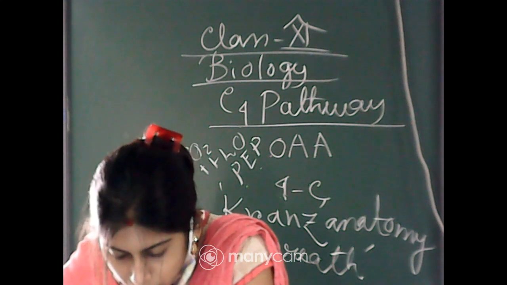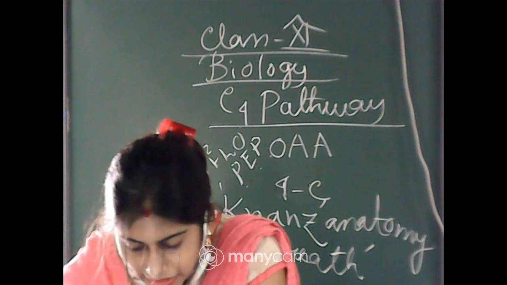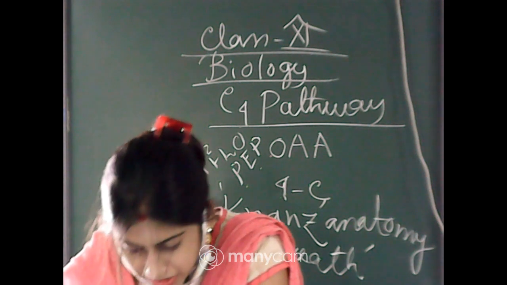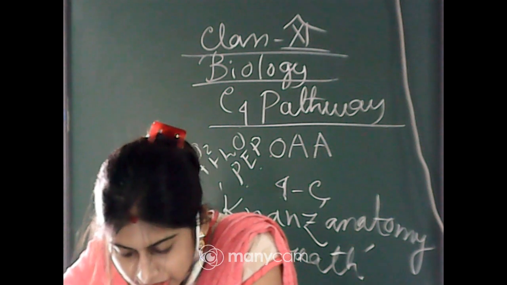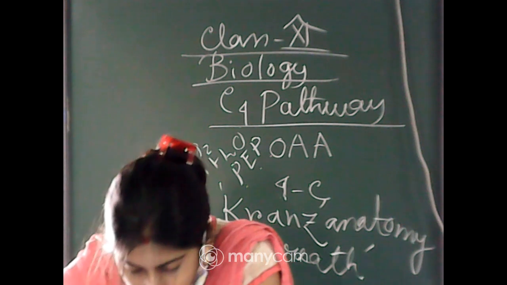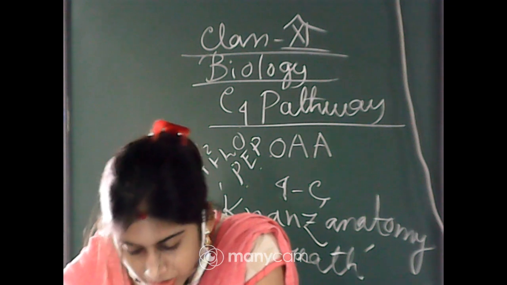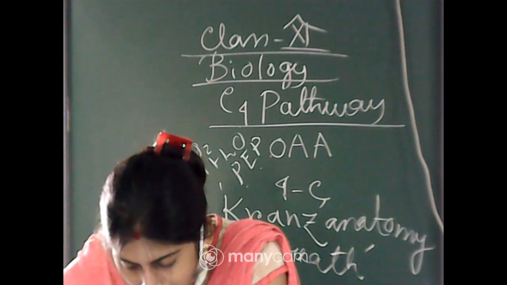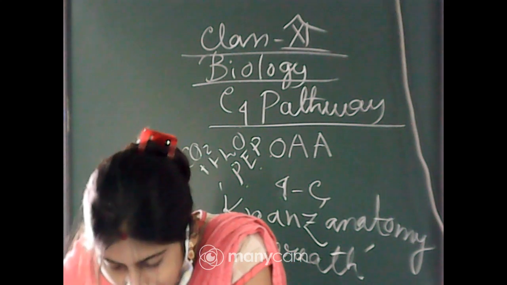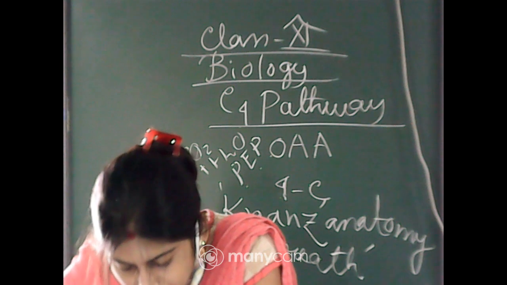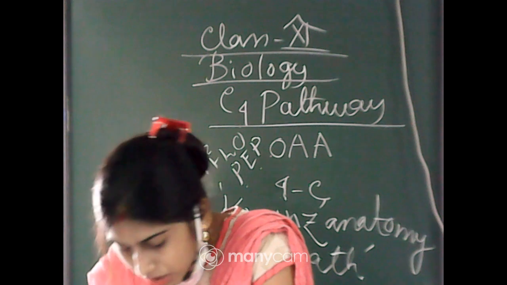Now this 4-carbon compound will be converted into another one, which is called malic acid or aspartic acid, in the mesophyll cell itself. After this, malic acid or aspartic acid will be transported to the next, adjoining cell, that is the bundle sheath cells. Now you can see an arrow comes down through the passage into the bundle sheath cell, and then the C4 acid will be broken down and it will release carbon dioxide and a 3 carbon molecule.